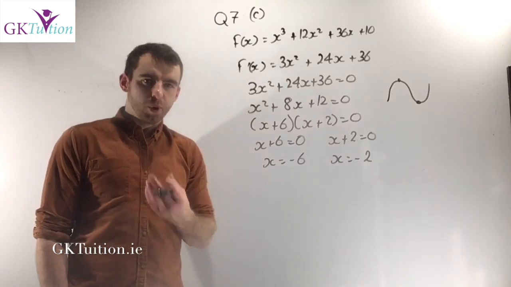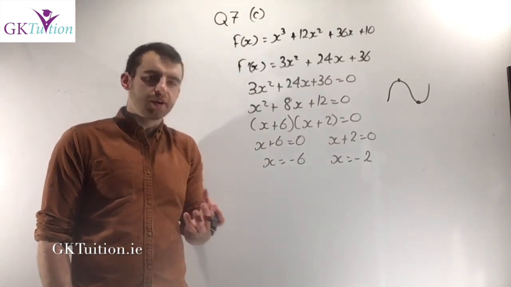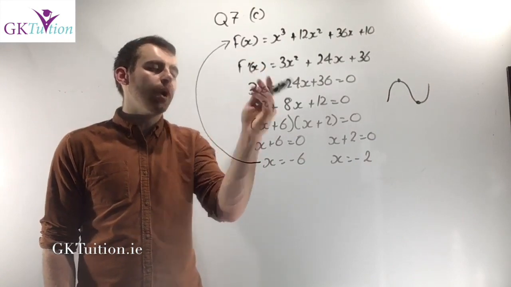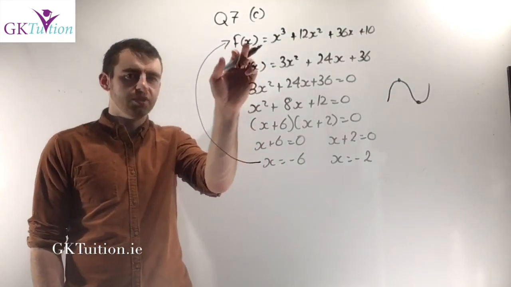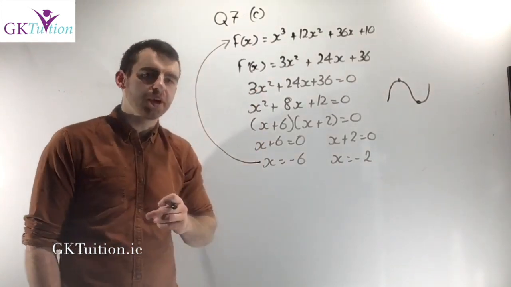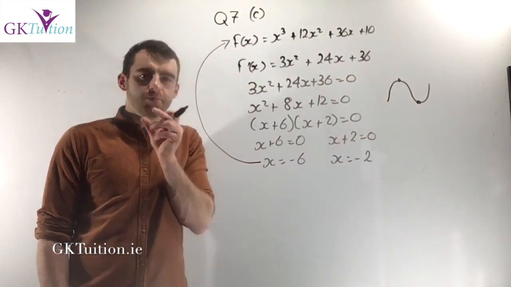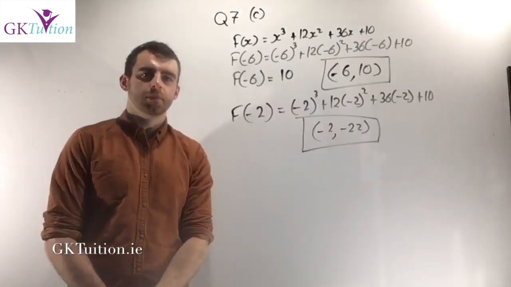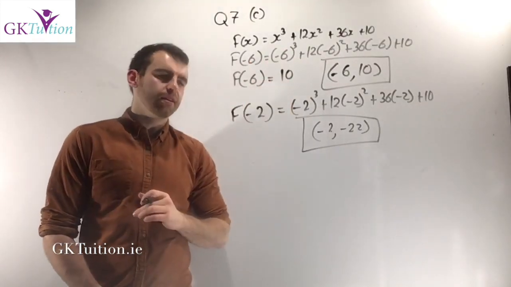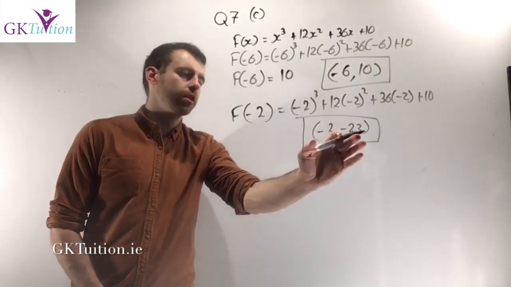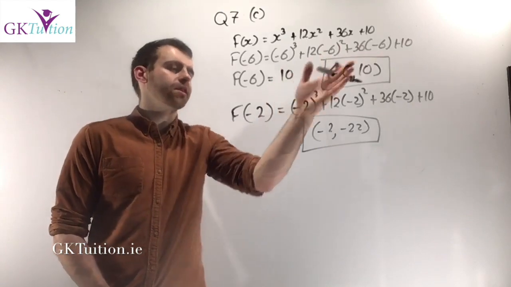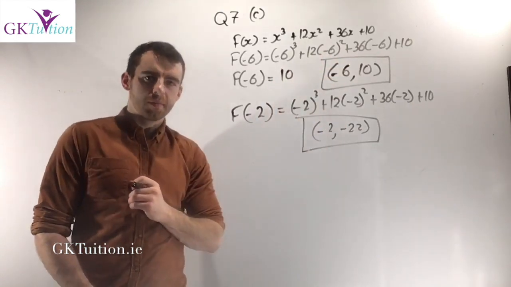But I was asked to find the points, so I need to find the corresponding y values. In order to find the corresponding y values, we have to sub our x values into the original function. Work out what is f of minus 6 and then work out what is f of minus 2, and that will tell me the maximum and the minimum points. So when I sub in x equals minus 6, the corresponding y value is 10. When I sub in x equals minus 2, the corresponding y value is minus 22. So the answer to this question is (minus 6, 10) and (minus 2, minus 22).